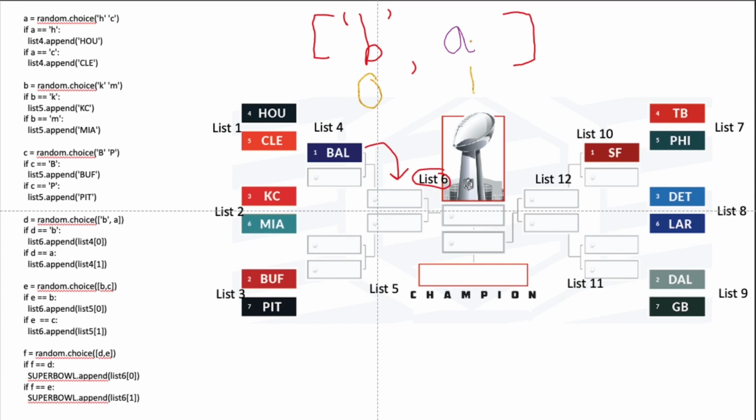So since this was secondly appended in the list and the Ravens are already in the list, the Ravens are always going to be first. So that's how lists work. So the Ravens are going to be list 4 0, and whoever wins in list 1 is going to be list 4 1.